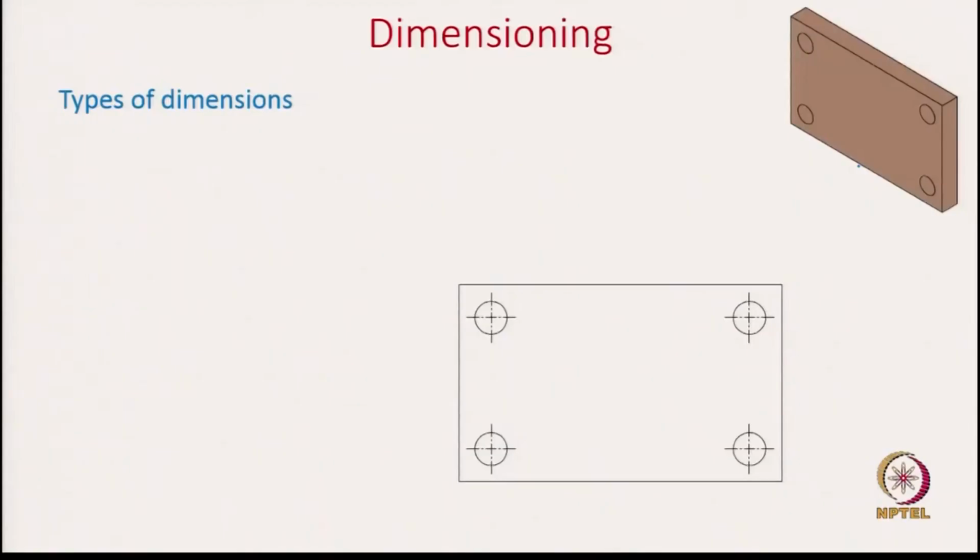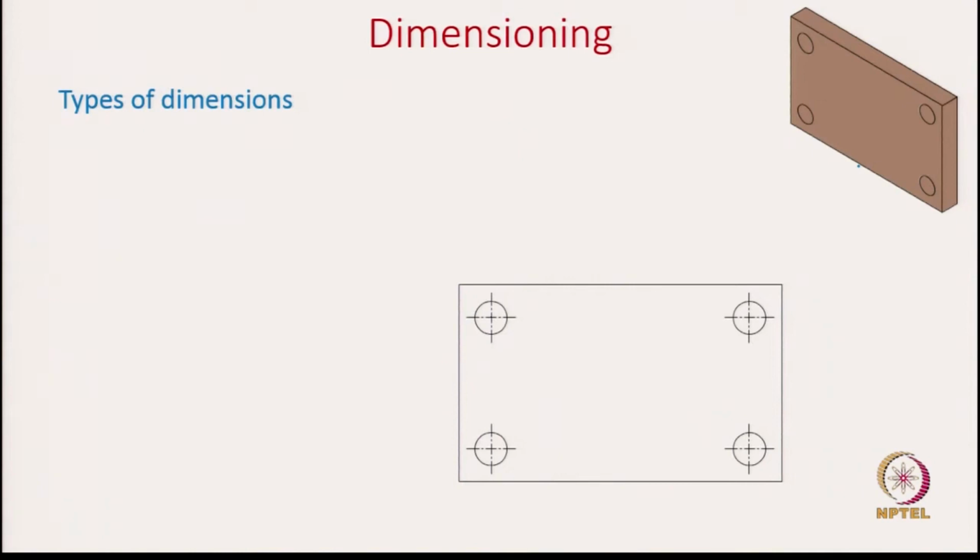Now in this lecture, we will be looking at dimensioning, which is a very important aspect if you want to convey the complete information about the object on an engineering drawing. So there are different aspects to the dimensioning that we will be covering in this lecture. So let us start with looking at what are the types of dimensions we need to represent.